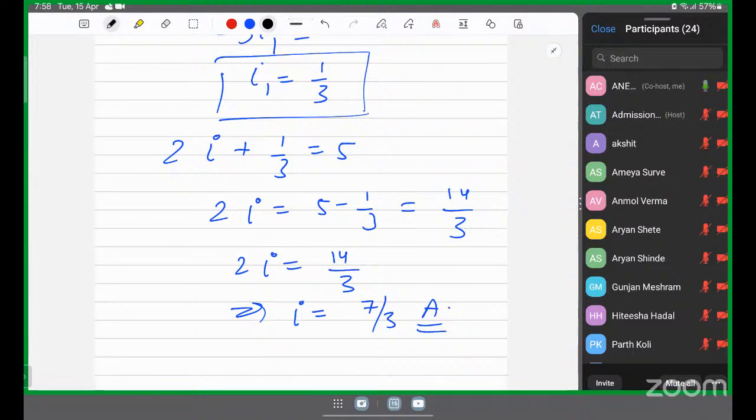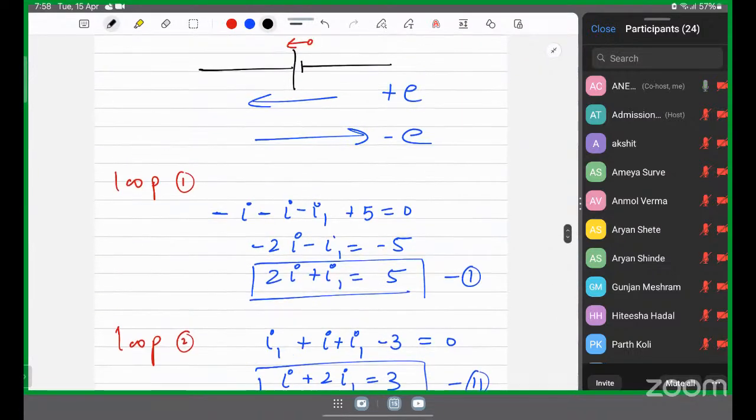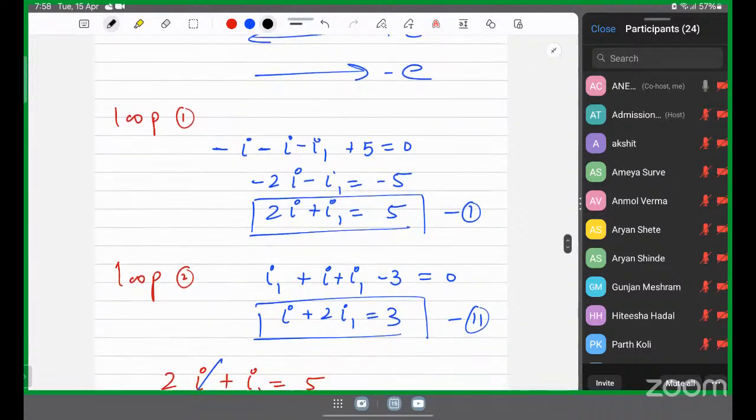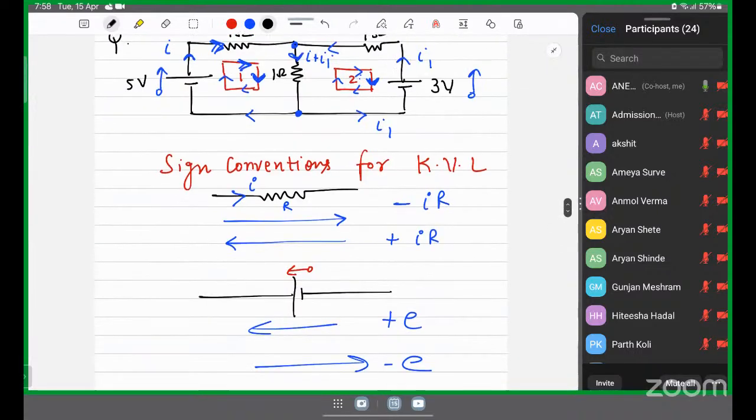Sir, I have a doubt. Yes, what is the doubt? Sir, loop 1 and loop 2. In this equation, I don't understand how to write it.